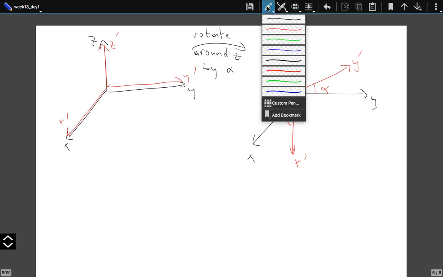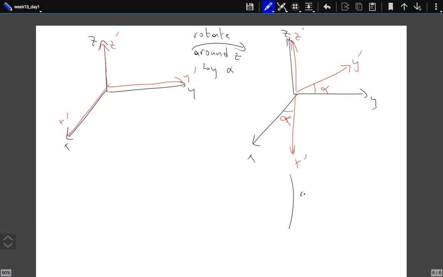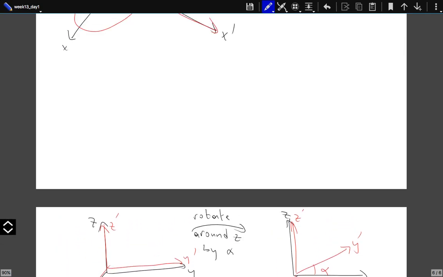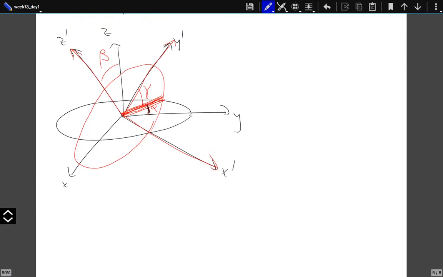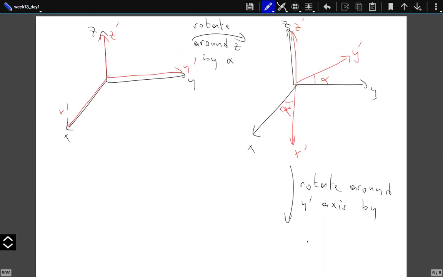So the second transformation is to rotate around the Y prime axis by the rotation angle beta. You see, if I tilt around by beta, Z is no longer invariant. Z should be tilted by beta. So that is why I'm tilting it by beta.